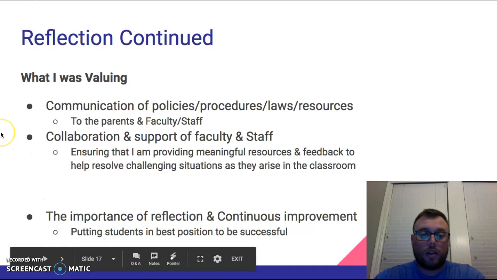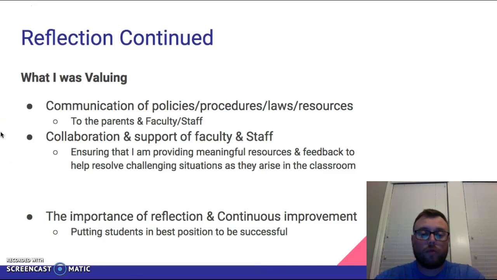What I was valuing: communication of the policies, procedures, laws, and resources. I believe that should be communicated to the parents and the faculty and staff on a regular basis, and also placed on a platform for them to review and reflect back upon at any point in time. Collaboration and support of the faculty and staff, ensuring that I'm providing meaningful resources, professional development, and then feedback and observation. I'm visible in their classrooms and letting them know that I'm there to help them resolve any challenging situations that may arise. The importance of reflection and continuous improvement. That's the only way we're going to be able to put our students in the best situation to be successful.